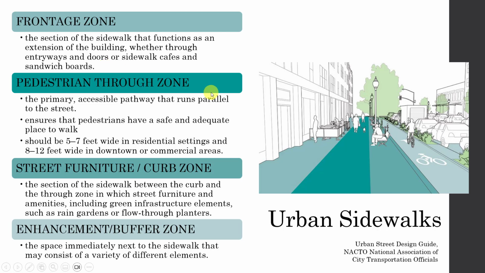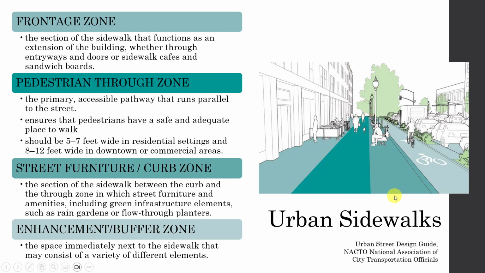All right. Your next section is going to be your pedestrian through zone. This is the primary pathway. It's going to run parallel to the street, and you want to make sure your pedestrians have a safe and adequate place to walk. Right. And this pedestrian through zone could be anywhere from 5 to 7 feet to, on the wider side, 8 to 12 feet.